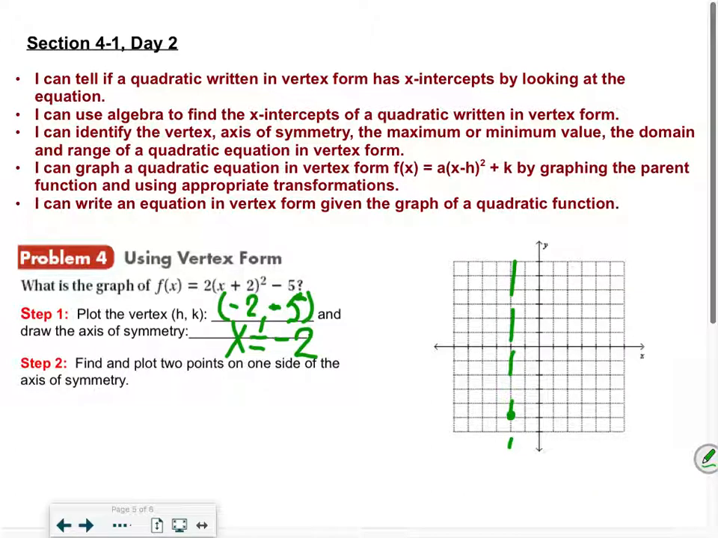So x will just never be limited, because we don't have sideways parabolas, right? No, we don't.